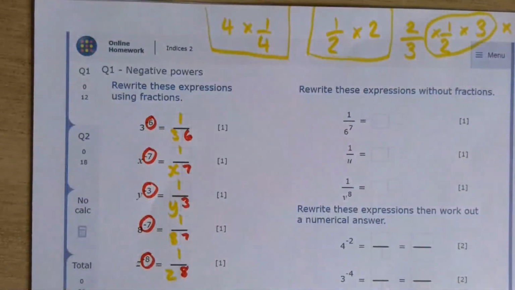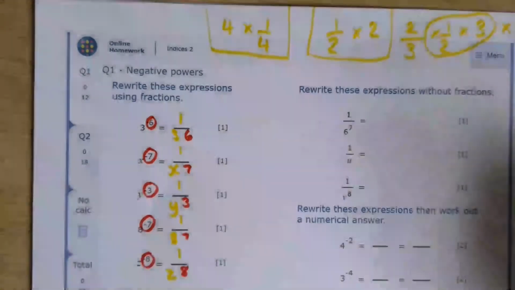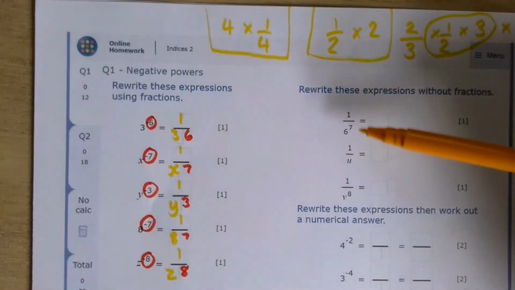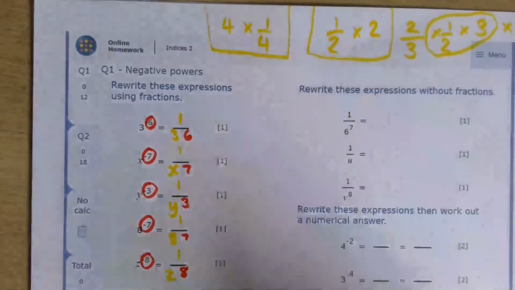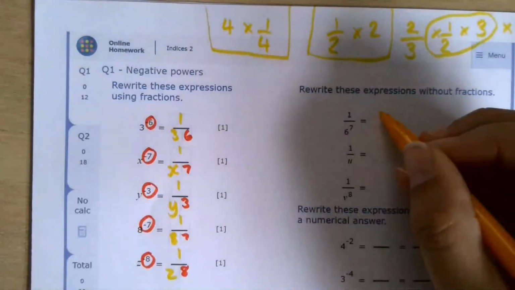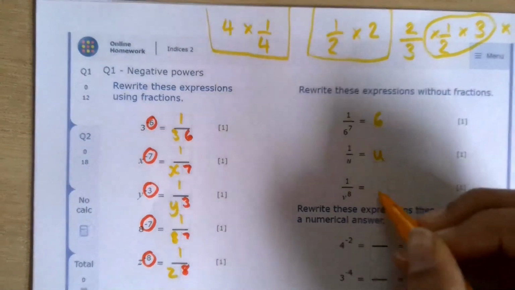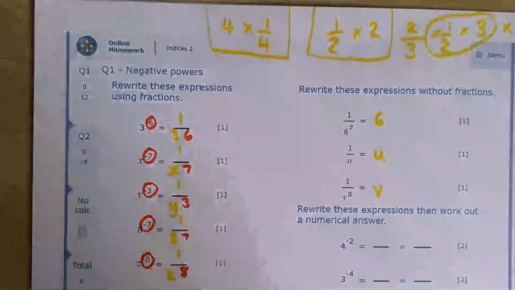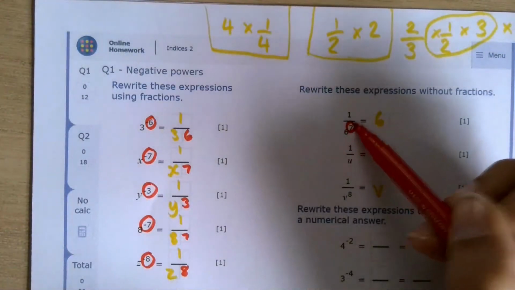Doing the opposite way here, we need to put some negatives in. All of these are unit fractions, 1 over, 1 over, 1 over, which means that the base will be the same, 6, u and v. And the power will be 7.